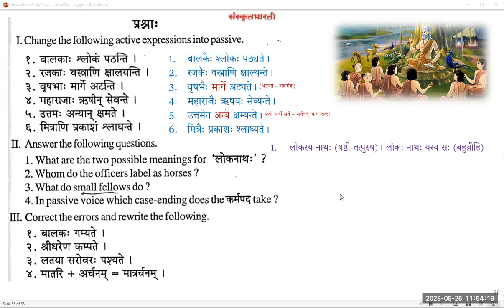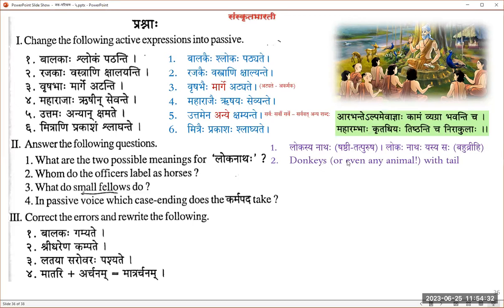I see. In place of "jaankari", you will have to put something like "mudh jaankari" there. Yes, sir. Very, very good, you told it well. Donkeys or even any animal with tail are labeled as horses by officers of the court.